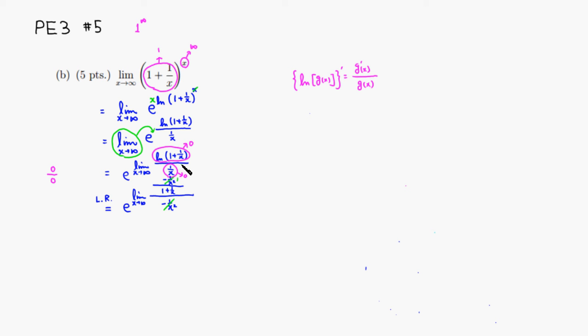Then what we have is e to the, as x approaches infinity, 1 over x approaches 0, so you would have 1 over 1 plus 0, which is a long way of saying 1. So you have e to the 1, which is just e. So this is the limit. That's it. I hope that this was clear.